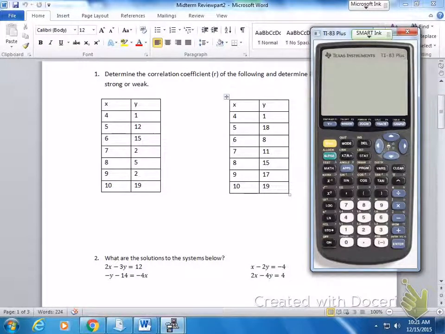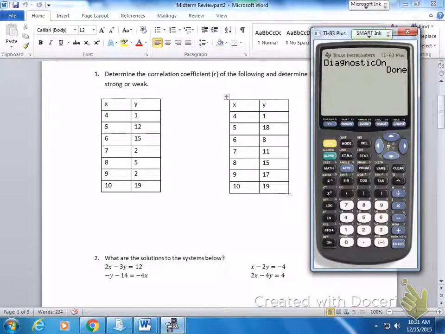If we want to know R, first we have to turn on diagnostics, hit second zero. It'll take you into the catalog. Then you need to scroll down to diagnostic on and hit enter twice. When it says done, that means it'll give you your R value.